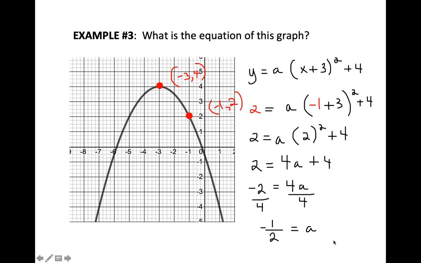So now I know what the a value is, and I can take the a value and put it into my equation to give the final equation of the graph. y is equal to -1/2 times (x plus 3) squared plus 4.